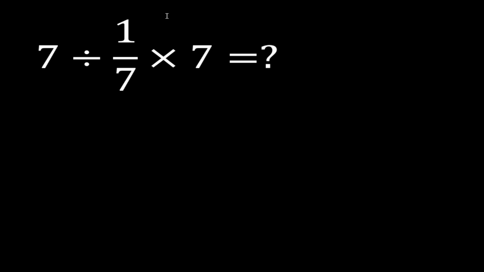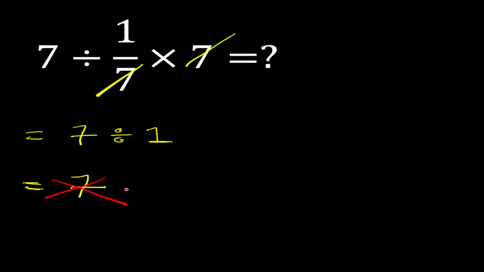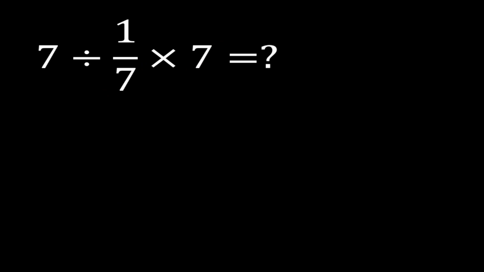So most people solve this question like this: cancel this 7 by 7, which is equal to 7 divided by 1. So 7 divided by 1 is equal to 7, right? But this answer is not correct. This answer is completely wrong. So now let's solve this problem correctly by using the PEMDAS rule.